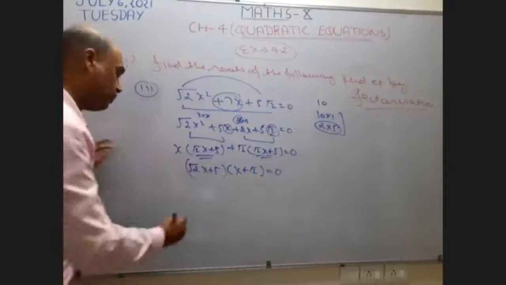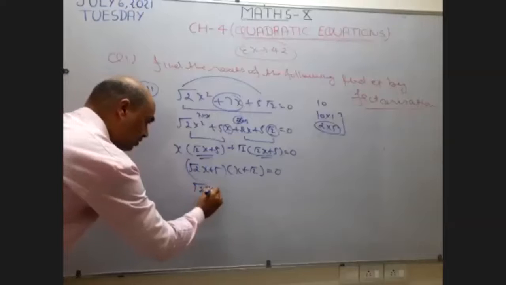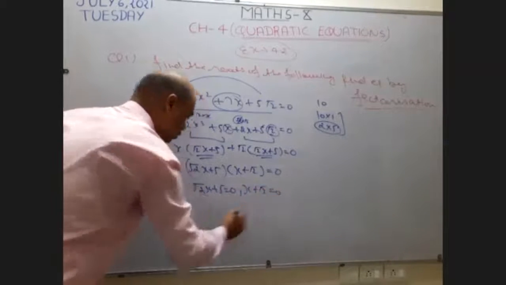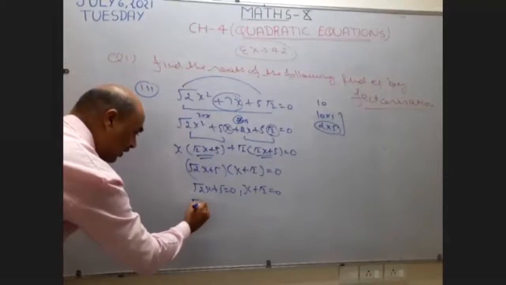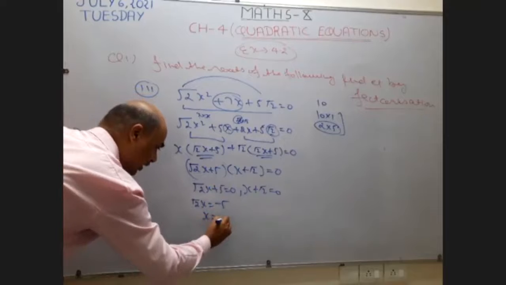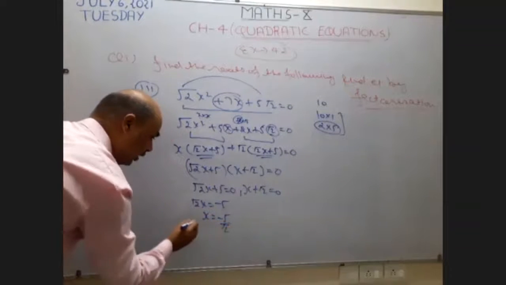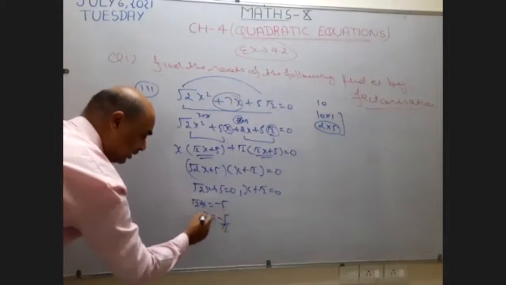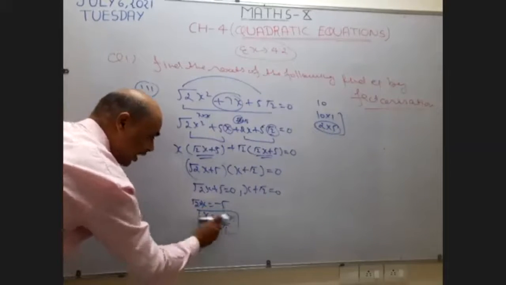It means I want to represent it separately equal to 0. So I want to find the value of x. This plus 5 becomes minus 5, and the value of x becomes minus 5 by root 2. The multiplication term is going to the denominator on the right side. So the x value becomes minus 5 by root 2.